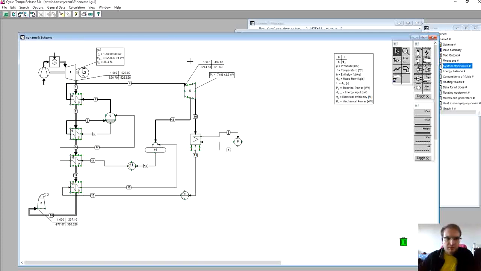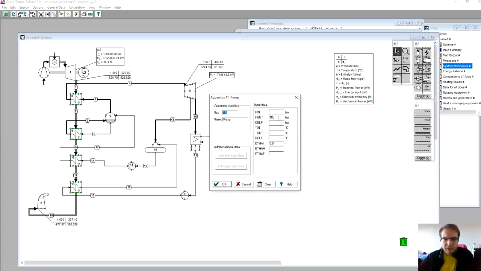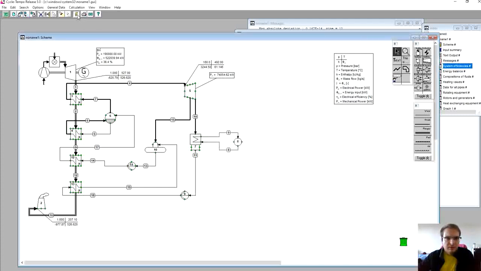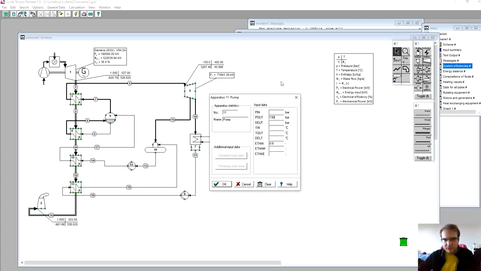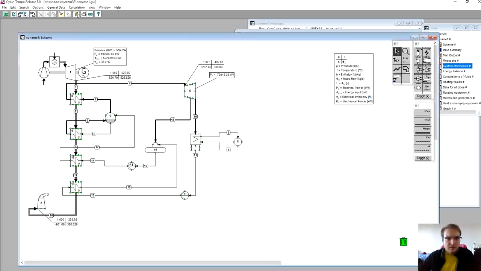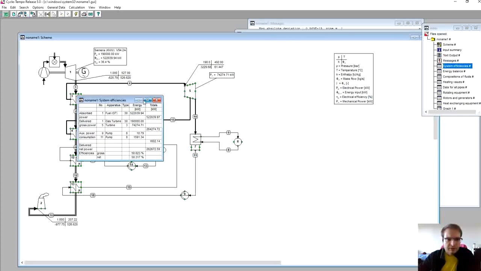But is this the maximum power that we can extract from the flue gas with this steam cycle? It depends on the pressure that we have specified here in the pump. For example, if we put 150 bars, it's slightly lower, but not much. Let's try 190. And it's maybe a little bit higher. Let's have a look again, about 50%.